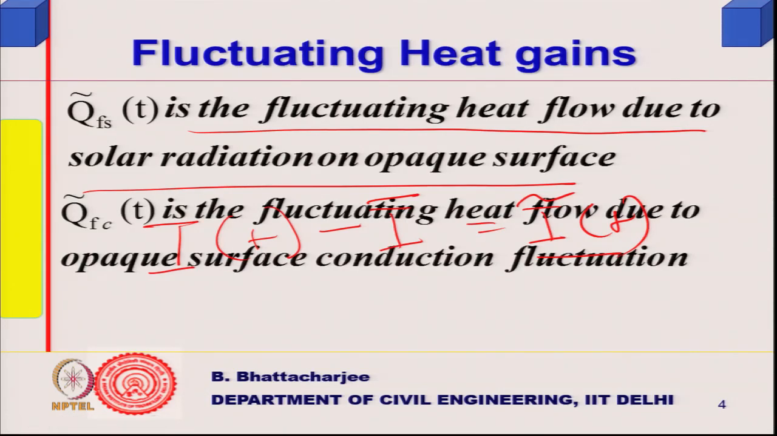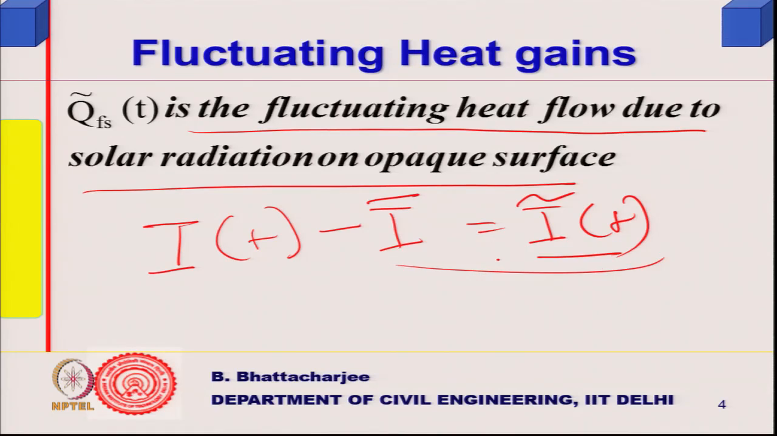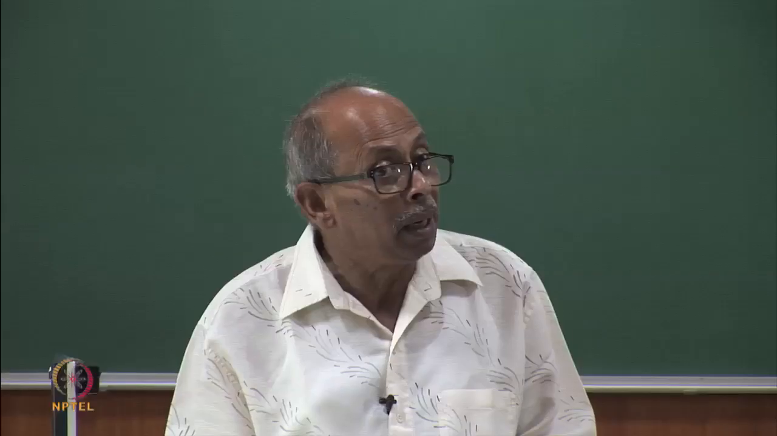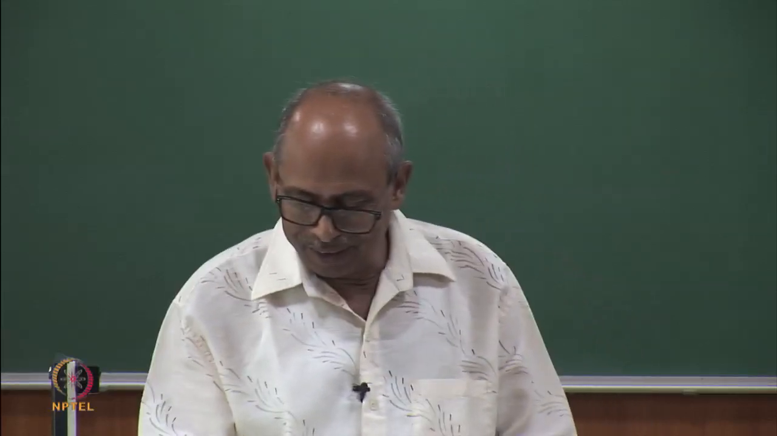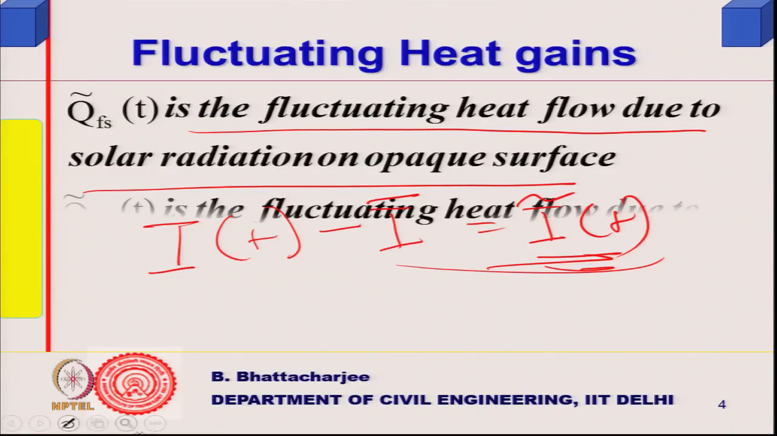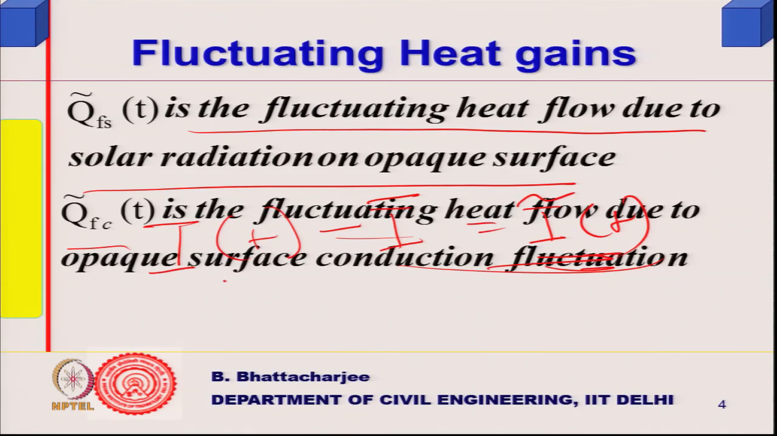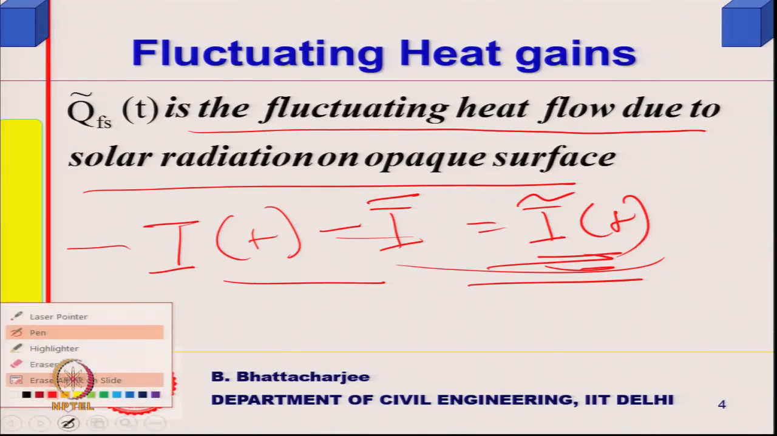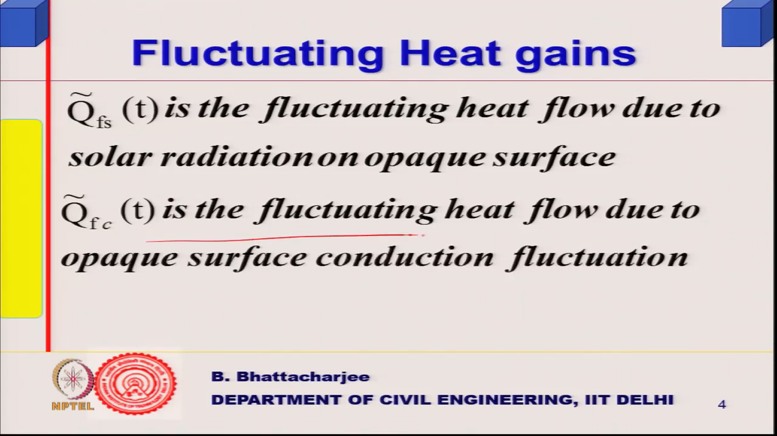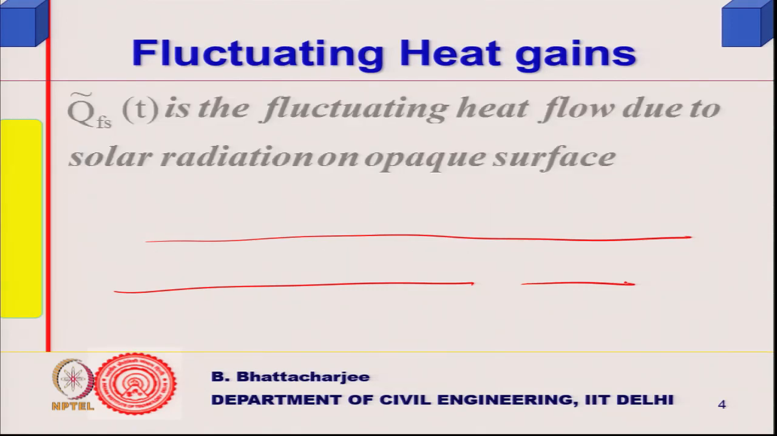So, similarly, due to this there will be heat transfer through the opaque bodies, which will be actually alpha, this multiplied by, divided by H naught multiplied by U. Here a little bit of complication will come, I will explain this, right, because it is conduction through the opaque body that I have to take into account. QFC is the fluctuating heat flow due to opaque surface conduction fluctuation, right. How we calculate it, we will come to that.